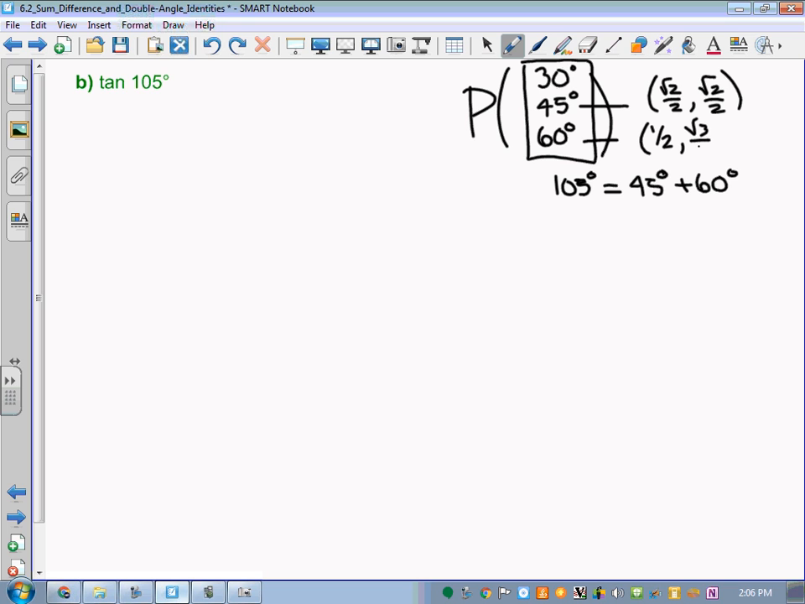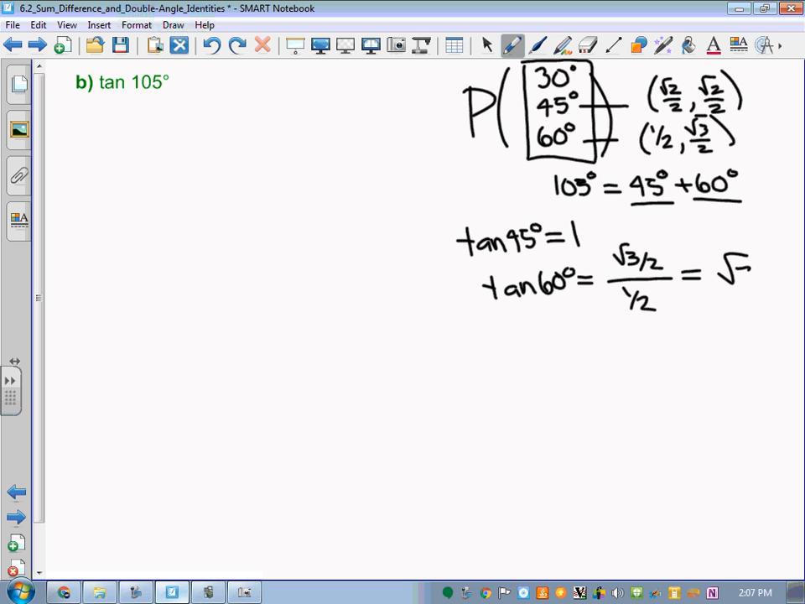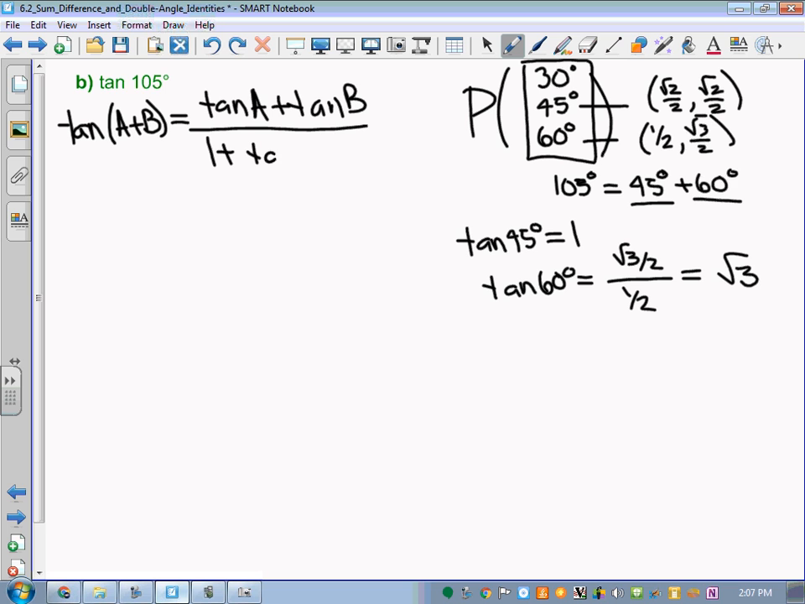And the reason why this is so important is we're going to end up taking the tan of these angles. So before we do anything, I'm going to write down here that the tan of 45 degrees is 1, but the tan of 60 degrees is the y coordinate divided by the x coordinate, which works out to just root 3. Now, knowing what the tan of 60 is very, very useful, because on our formula sheet, we have that the tan of a plus b is equal to, and this one's a bit of a doozy, tan a plus tan b, all divided by 1 plus tan a times tan b.